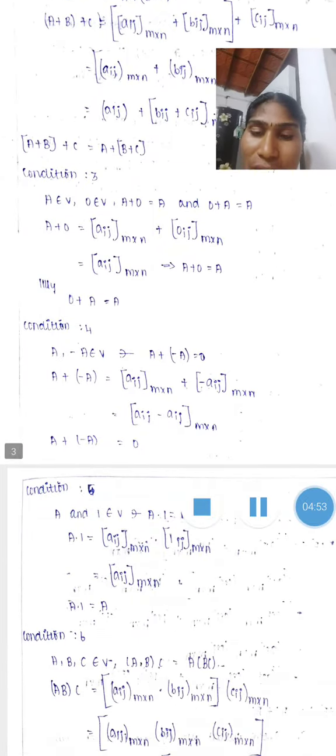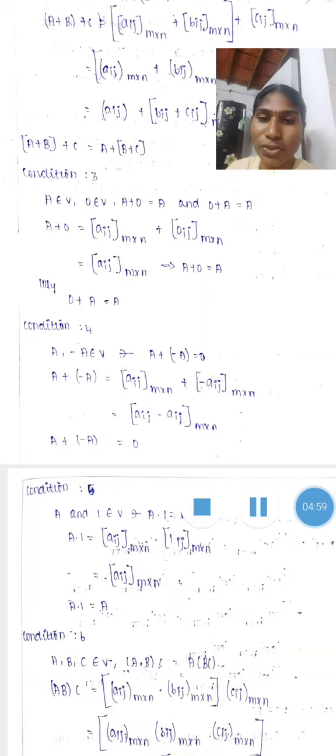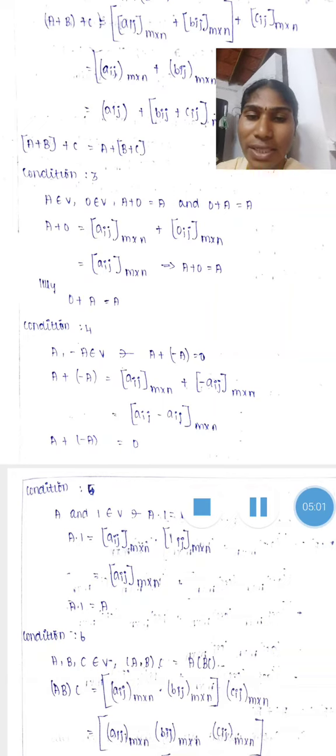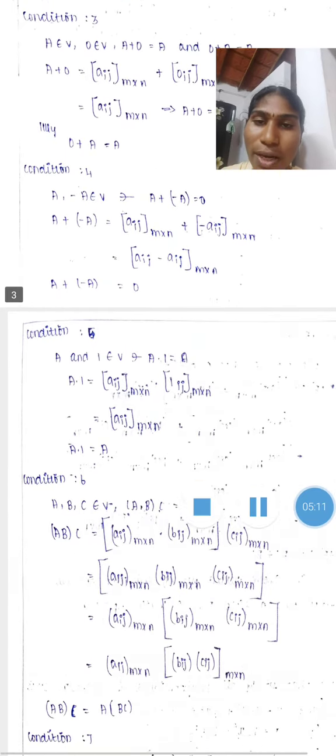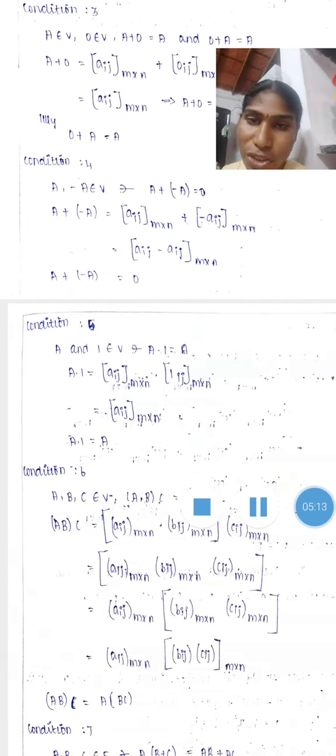And next we have to prove the inverse property. So A, minus A belong to V such that A plus minus A is equal to 0. So A plus minus A is equal to aij of m cross n, and minus A is defined by minus aij of m cross n. So aij minus aij we get 0. So A plus minus A is equal to 0, and similarly minus A plus A is equal to 0.